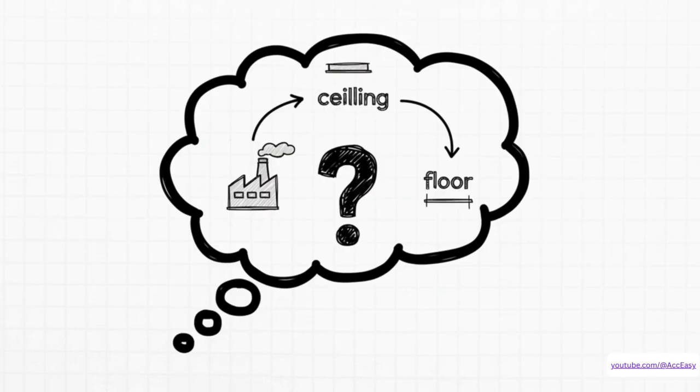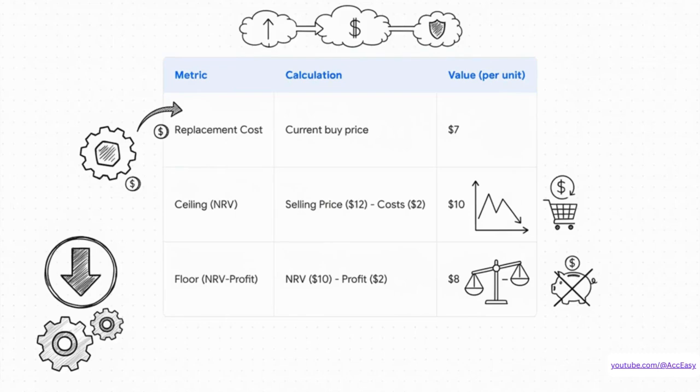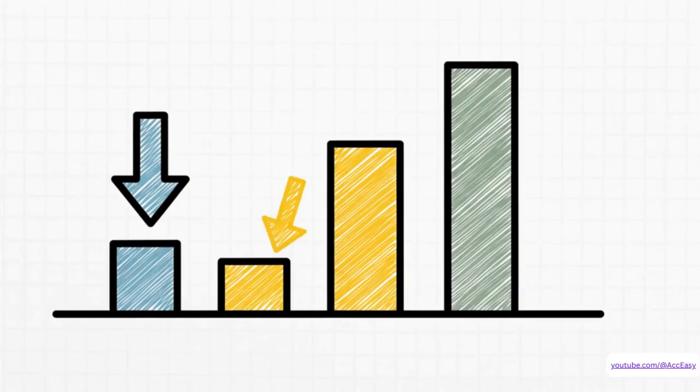Okay, now for the main event, calculating that market value. Remember, we're on a hunt for the middle number between three things: the replacement cost, the ceiling, and the floor. Let's break it down. Let's walk through this together. The replacement cost, what it would cost to buy a new widget today, has dropped to $7. The ceiling, or net realizable value, is what they can sell it for minus any selling costs, which works out to $10. And finally, the floor is just that ceiling of $10 minus what they'd normally make as profit, which puts us at $8.